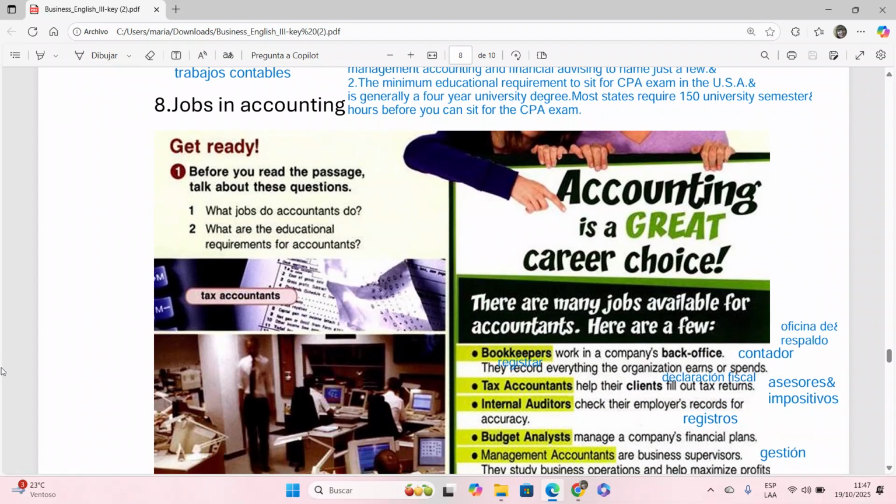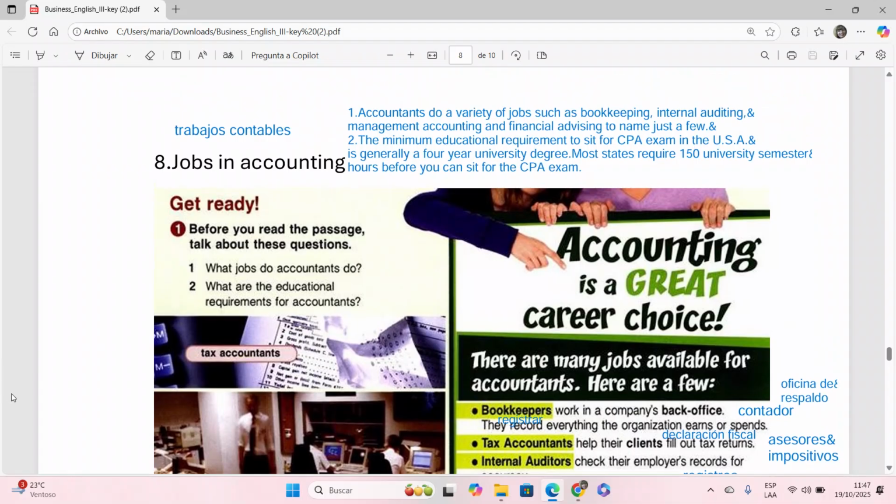A. Jobs in accounting. 1. What jobs do accountants do? 1. Accountants do a variety of jobs, such as bookkeeping, internal auditing, management accounting, and financial advising, to name just a few. 2. What are the educational requirements for accountants? The minimal education requirement to sit for the CPA exam in the USA is generally a 4-year university degree. Most states require 150 university semester hours before you can sit for the CPA exam.